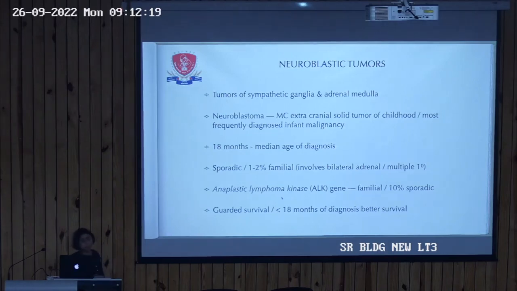Fine. So anaplastic lymphoma kinase is the gene which they have implicated in the pathogenesis, and the survival is very poor actually. So that is why these tumors are important to be diagnosed. The earlier you diagnose, maybe the better the outcome. Yet the survival is not so good.